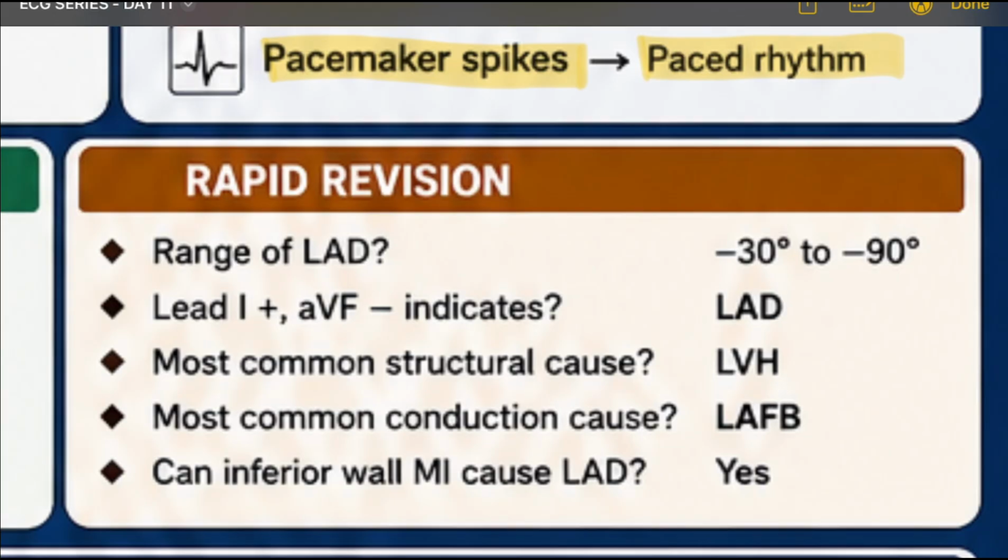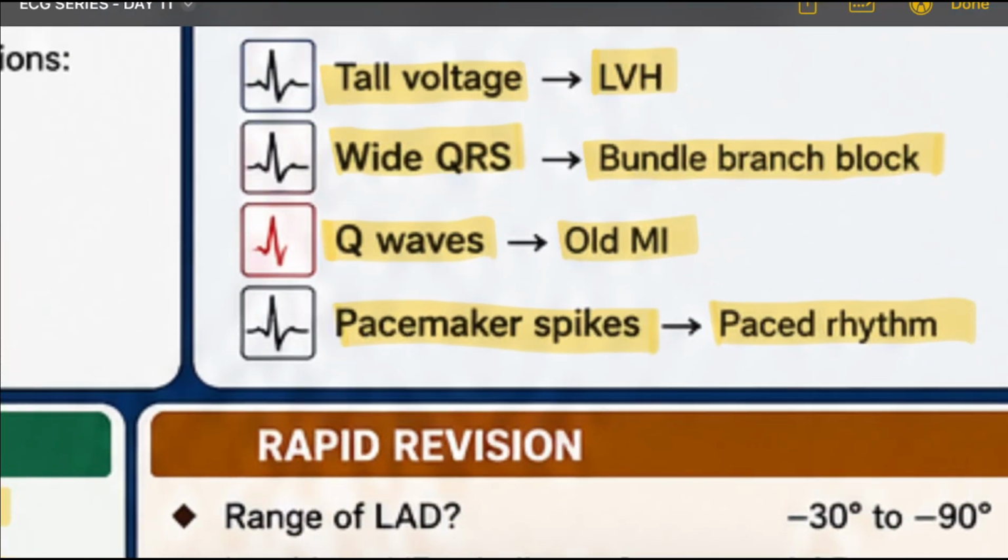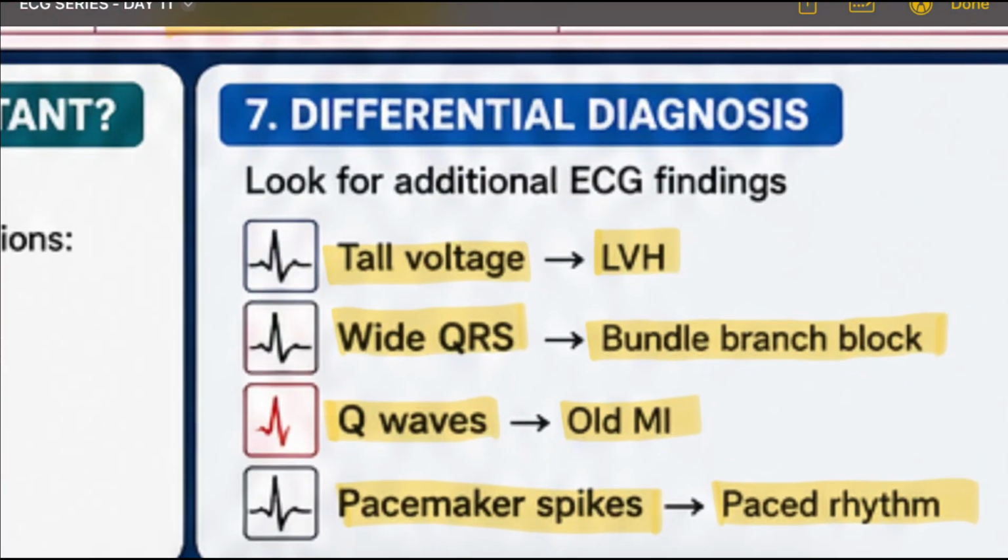Okay, so in rapid revision, what is the range of left axis deviation? We have to always remember that it is minus 30 to minus 90 degrees. Lead 1 positive and AVF negative indicates left axis deviation. The most common structural cause is left ventricular hypertrophy. The most common conduction cause is left anterior fascicular block, and inferior wall MI can also cause left axis deviation. Okay, so today we learned how to identify left axis deviation and its important causes.